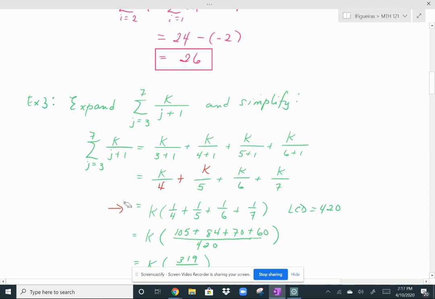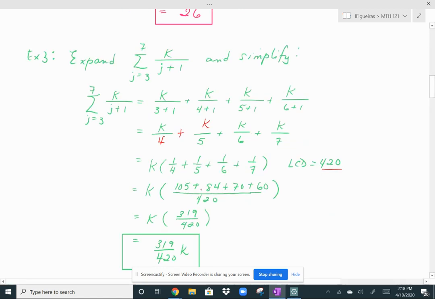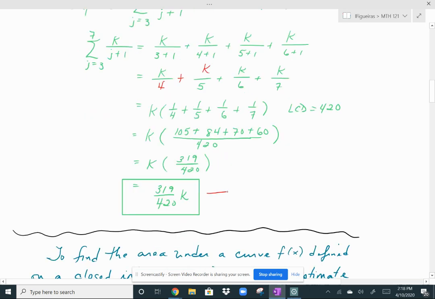So the LCD of 4, 5, 6, and 7 is 420. So in order to combine those fractions, you need a common denominator of 420. So the first term gets multiplied by 105, the second one by 84, the third one by 70, and the last one by 60, so that the common denominator is 420. When you combine the numerators, you get k times 319 over 420. That does not simplify, which is the same as 319 over 420 k.